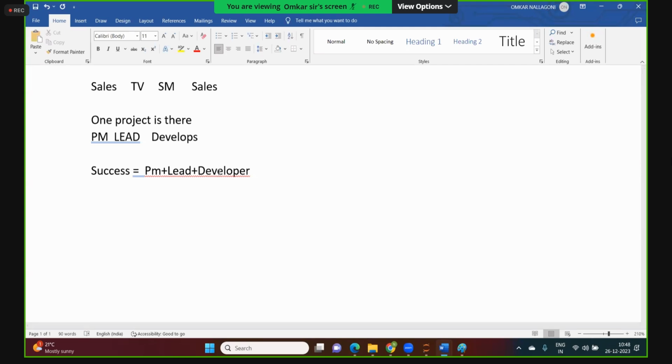So who will work more, developer or project manager? Developer also gets the same credit as the project manager. Who will get more credit? Project manager. Who will work more? Developer. Developer will work more, project manager will get the credit.